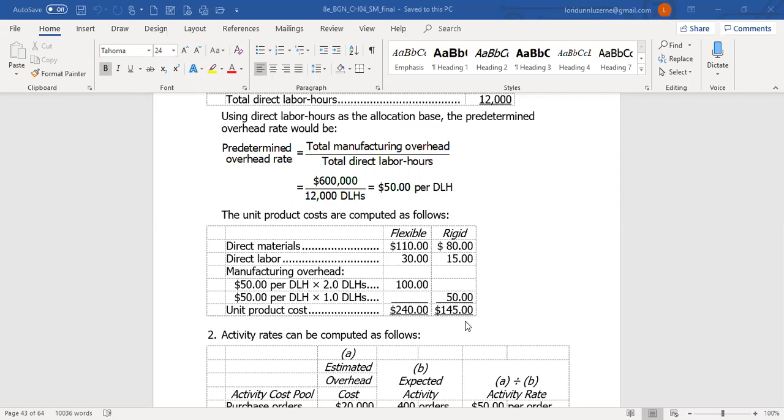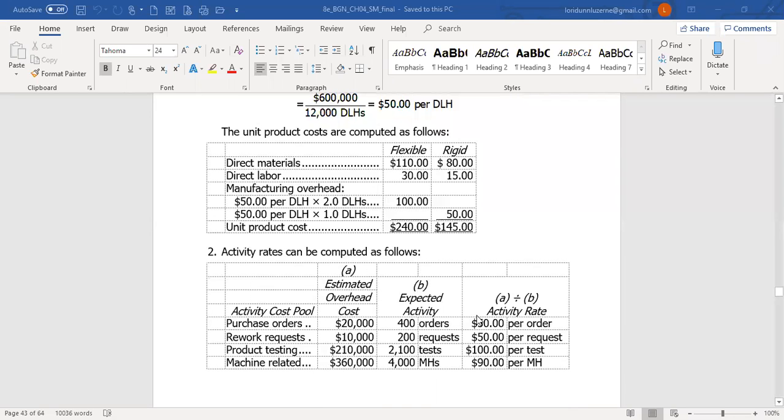And then machine-related total cost is 360,000. Total machine hours, 1,500 related to the flexible, 2,500 related to the rigid. So compute the activity rate for each of the activity cost pools. Well, to do that, we'll take the total cost in each category divided by the total activity.